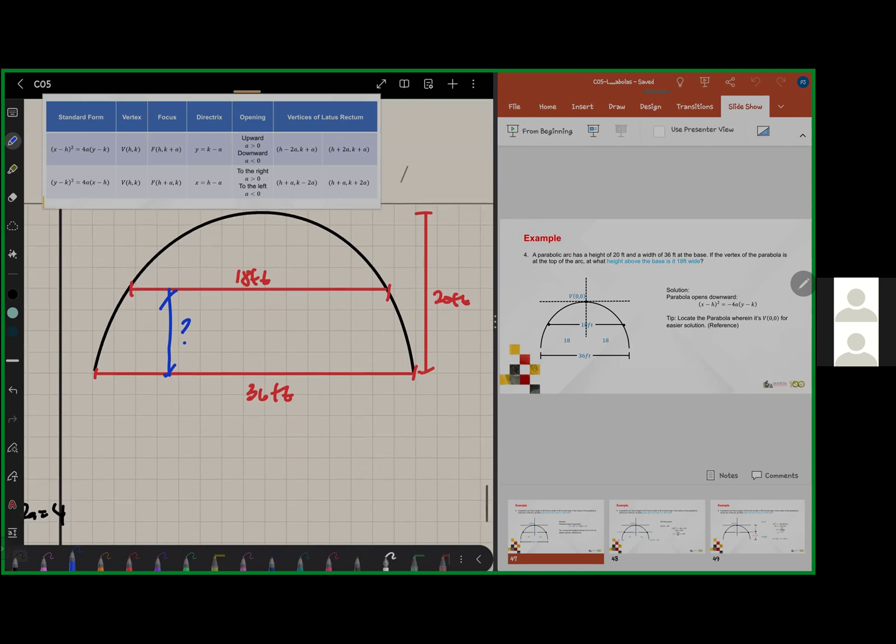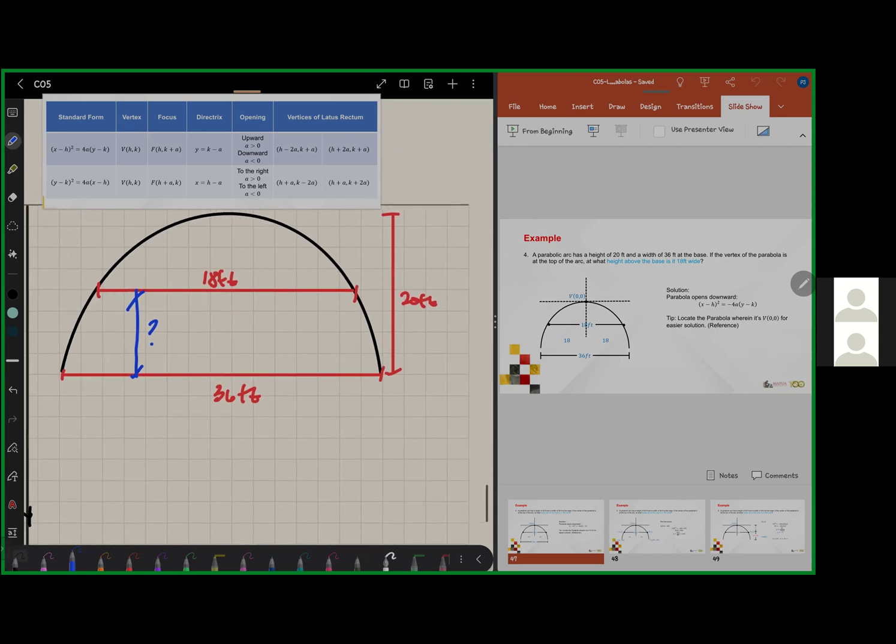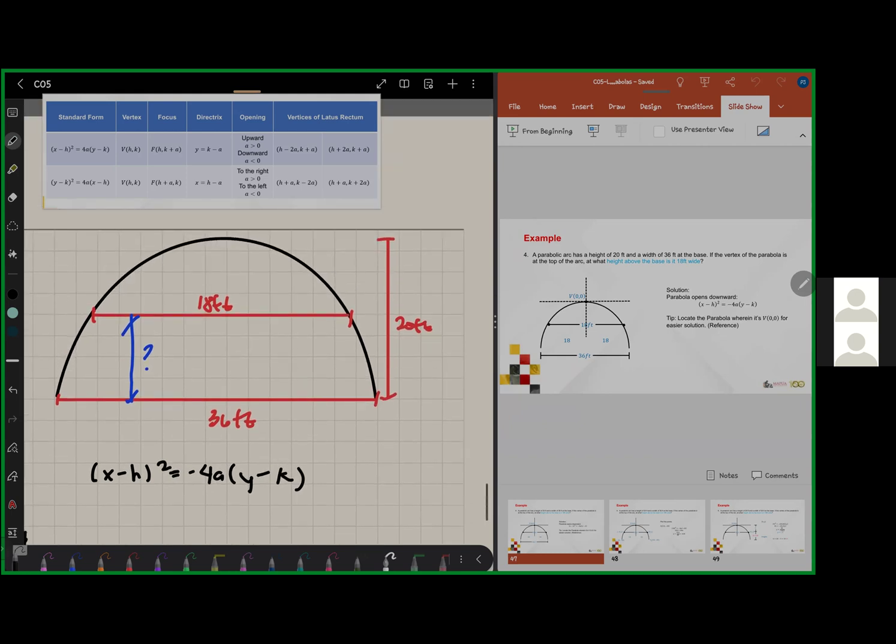parabola. So again, since it is opening downward, the equation of our parabola should be (x minus h) squared is equal to negative 4a, since it is facing downward or opening downward, times (y minus k). So we all know that the vertex, according to the problem, is at the top of the arc.